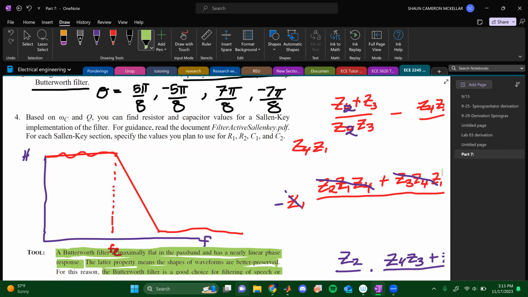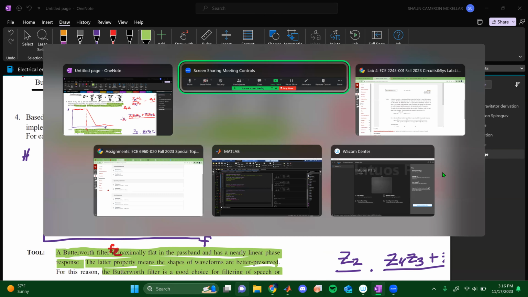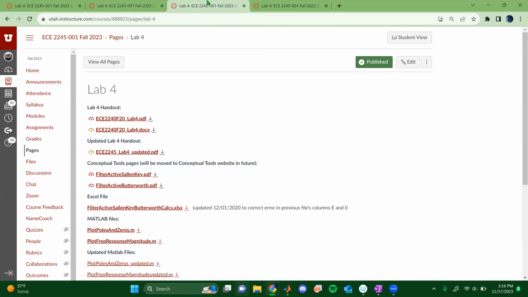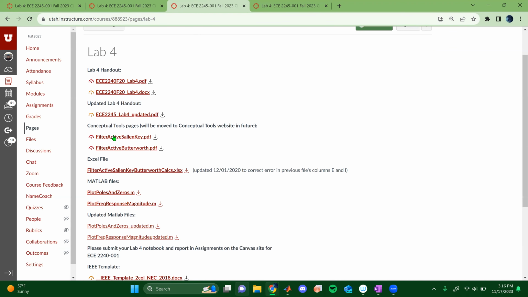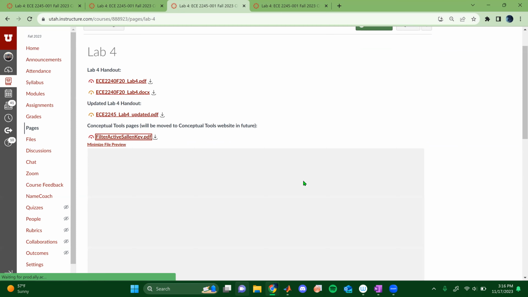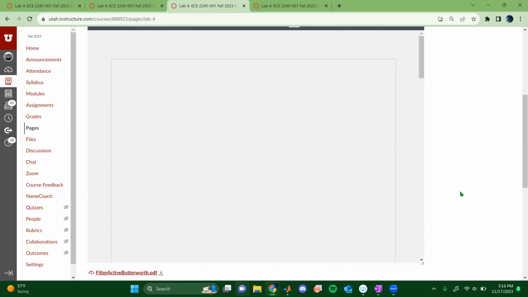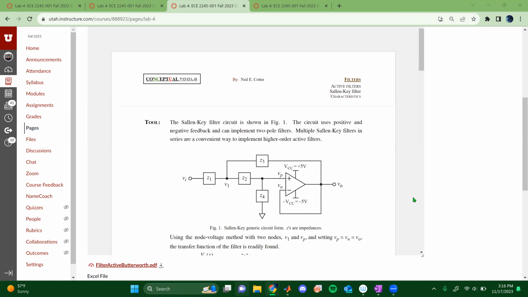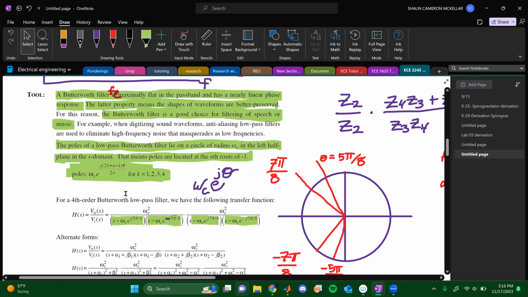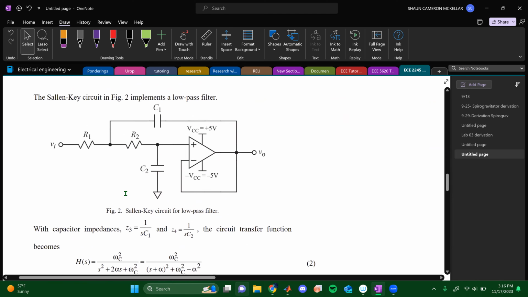It says for guidance, read the document provided in the lab handout. And then for each section, there are 2 sections: specify the values you plan to use for R1, R2, C1, and C3. So in the lab handout, filter active sallen key.pdf, this is the document that I'll be referring to from now on. And I took screenshots of this as well. So here they are.